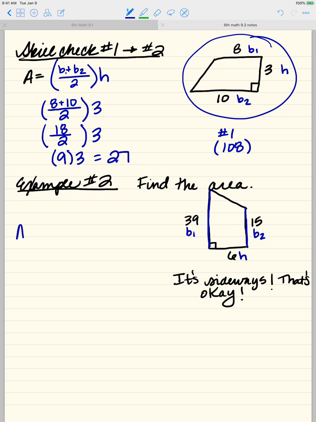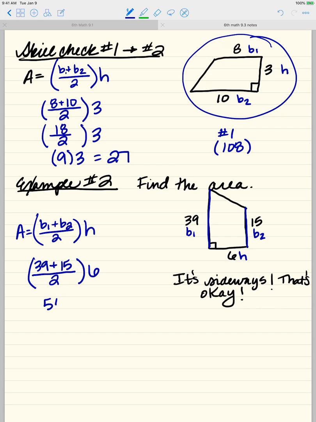Now, use your formula. Area is equal to B1 plus B2 divided by 2, everything multiplied by your height. Plug in what we have. We have base 1, 39, plus base 2, 15. That sum divided by 2, multiply everything by your height, okay? 39 plus 15, okay? What's 39 plus 15?